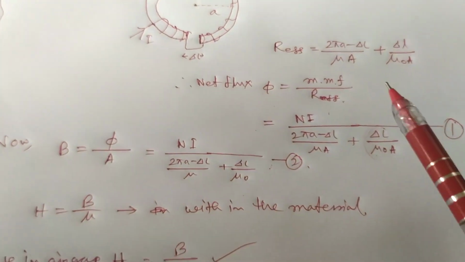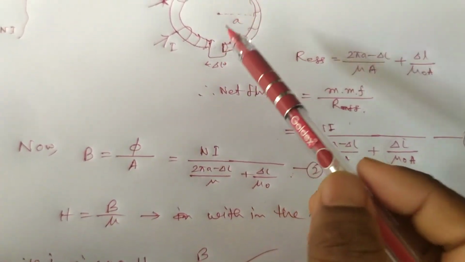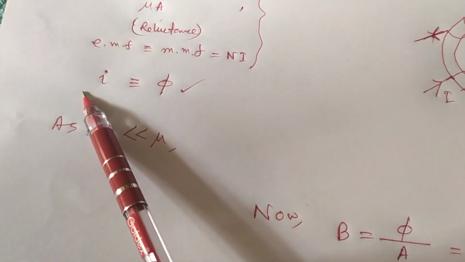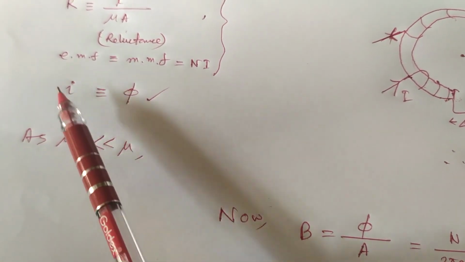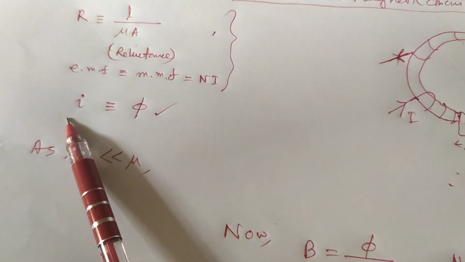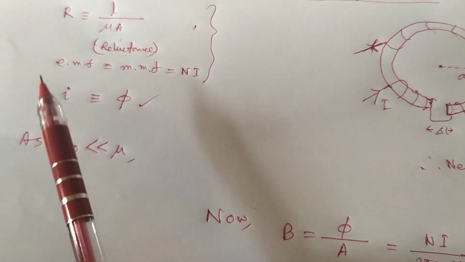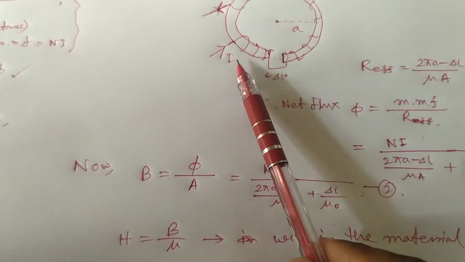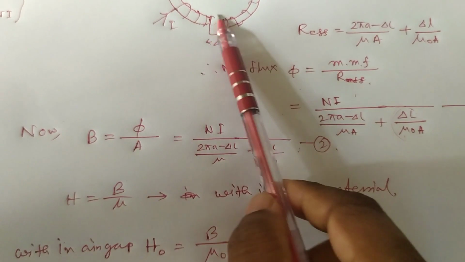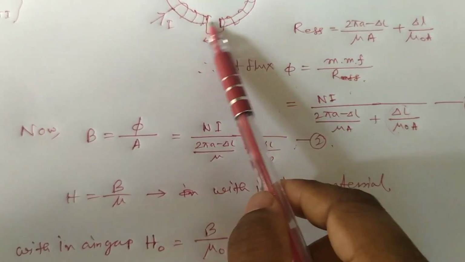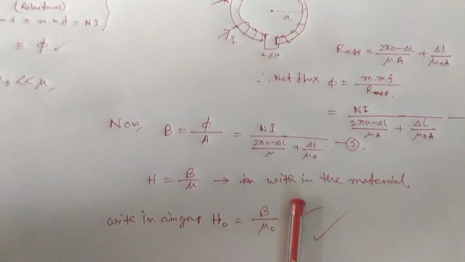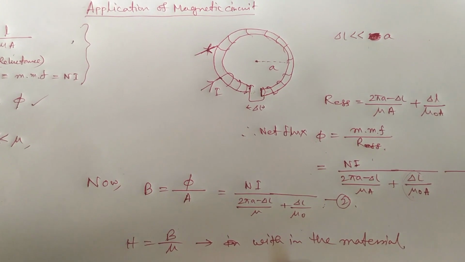So the advantage we have taken is that we are able to increase more flux. Flux is equivalent to current in an electrical circuit. So just as we try to increase current in an electrical circuit, we try to increase magnetic flux in the magnetic circuit, and this can be increased very easily if we create an air gap within the material. So this is our advantage, and this is the total discussion based on the application of magnetic circuit.